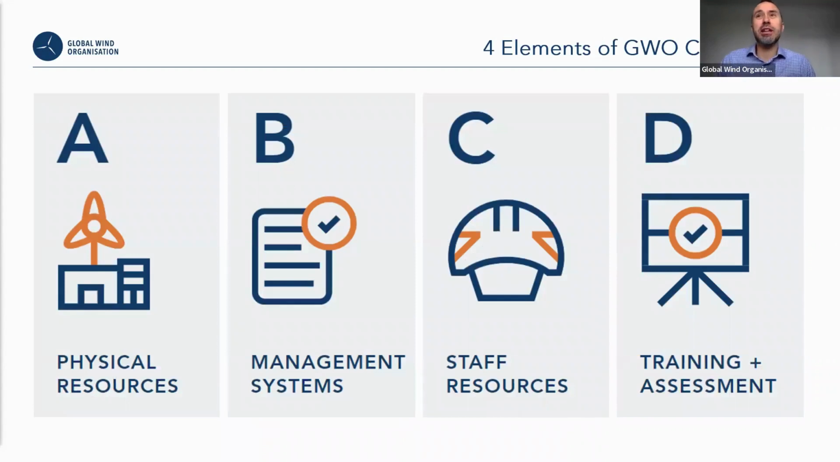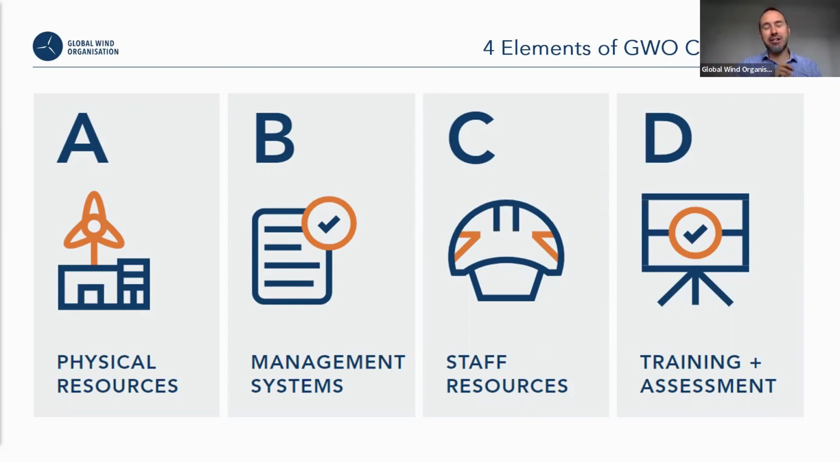And so when you start diving into the process of certification, there are four key elements to our certification process, and you see them there on your screen: the physical resources, the management systems, the staff and instructor resources, and your training and assessment program. A lot of people tend to jump to the training curriculum development, which is obviously a very important aspect of it, because that is the product that you're putting out in front of your training participants. But all of these other elements are really the foundation under which your training program rests.